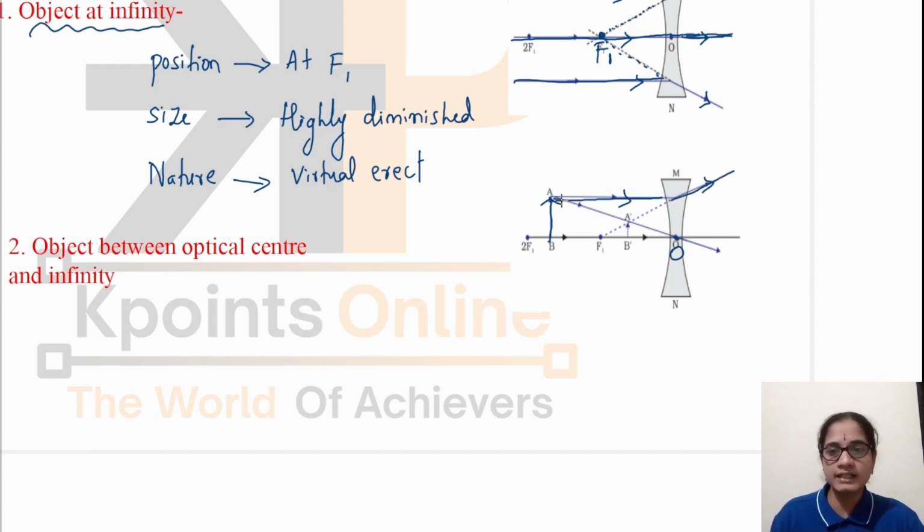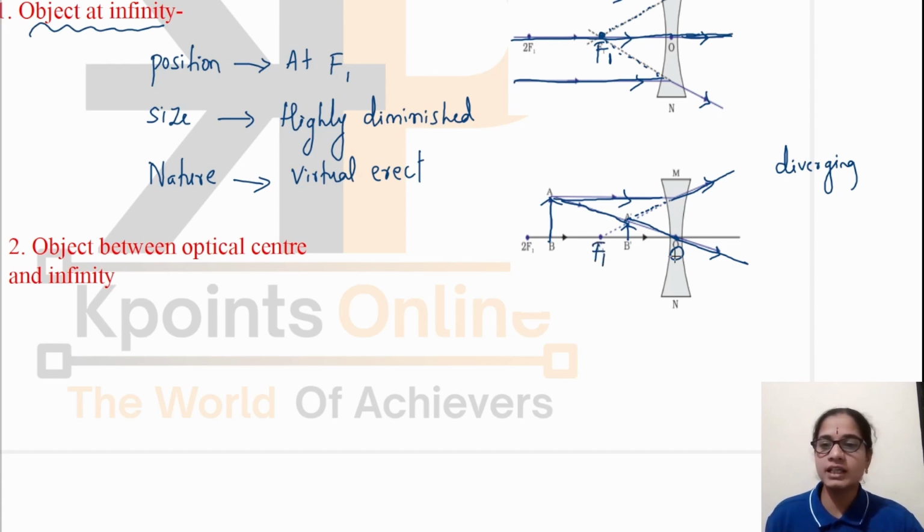Now we are going to consider another ray here, which is passing through the optical center and it will go undeviated. You can see here, these two rays are diverging, which means they are not going to meet anywhere. Diverging rays are not going to meet. They appear to meet as if at this point. Actually, they are not meeting, but they appear to meet at this point. Here is the image formed and this image is virtual. Where is the image formed? Between the focus F1 and optical center O. This is the image formed here.